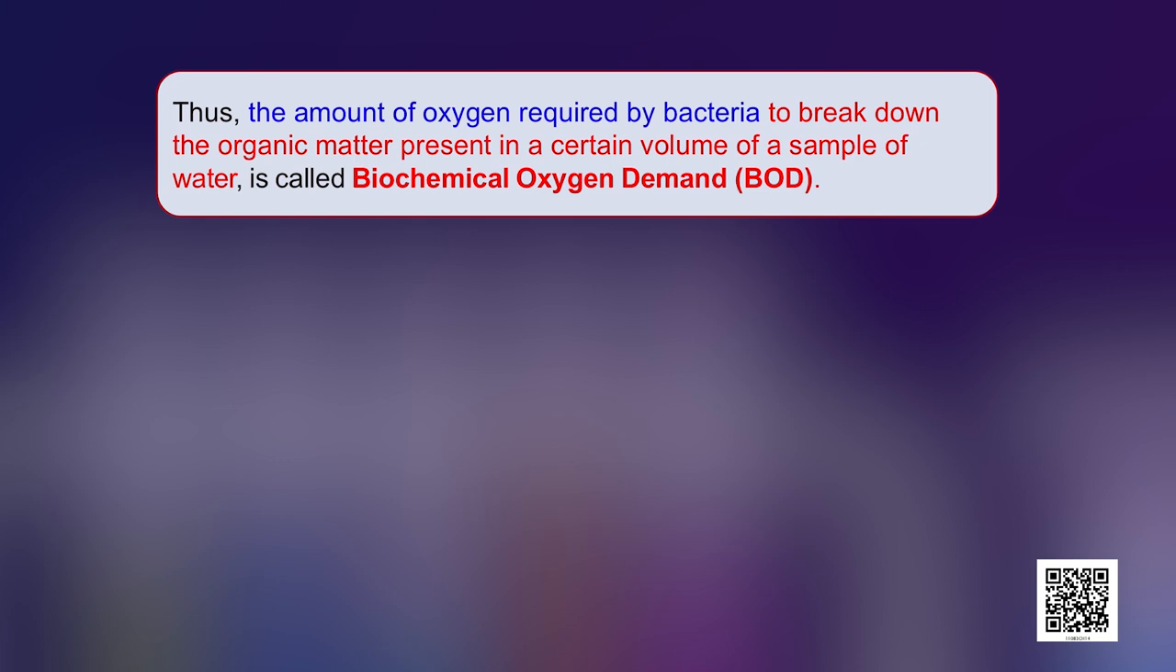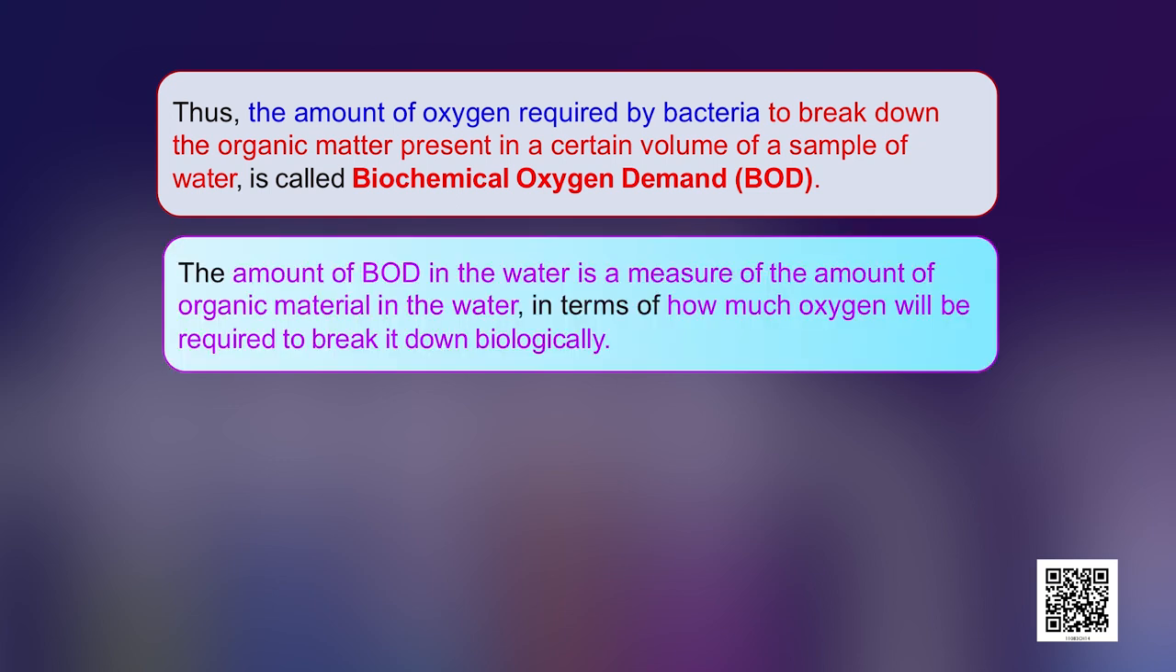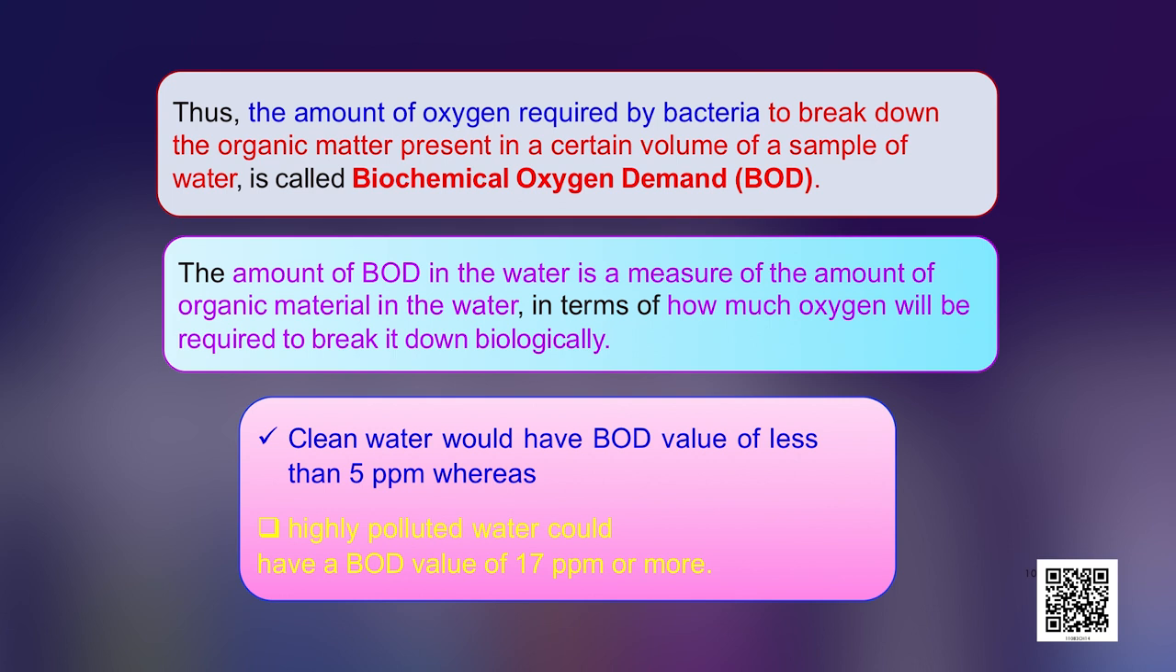It is one of the parameters. The amount of BOD in water is a measure of the amount of organic material in the water, in terms of how much oxygen is being used or is required to break it down biologically. Clean water would have a BOD value of less than 5 ppm, whereas highly polluted water could have a BOD value of as much as 17 ppm or more.